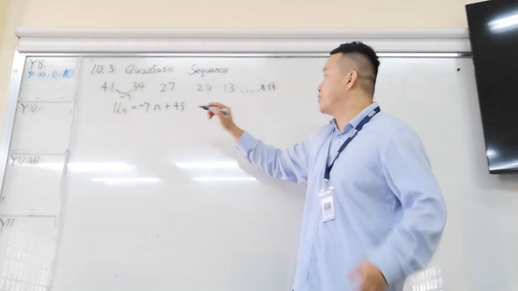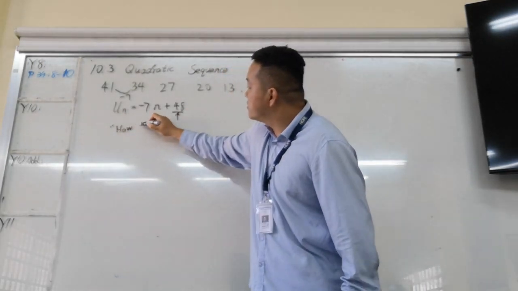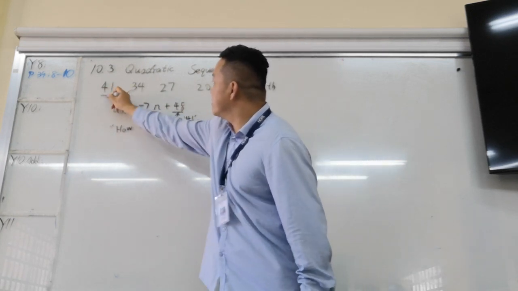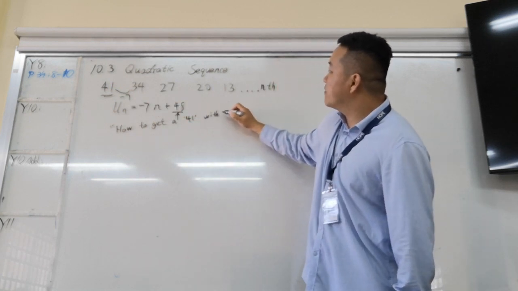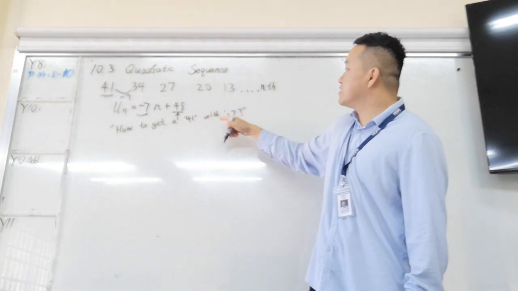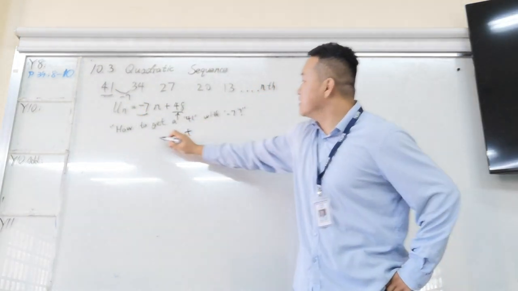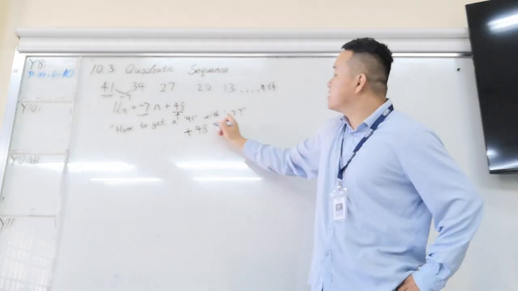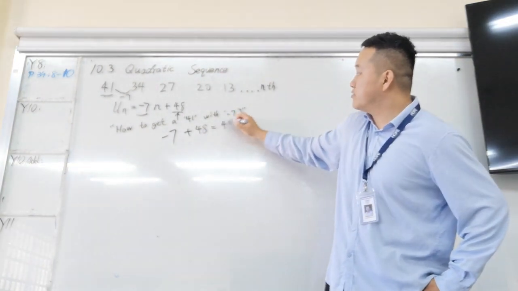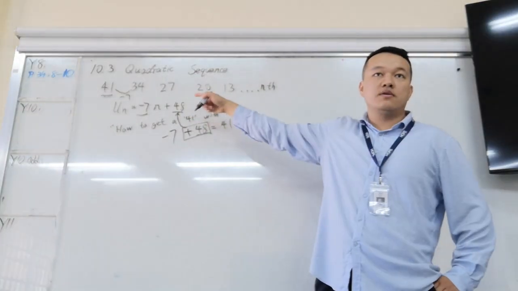Yes, just think about this question when you try to figure out this number: how to get a 41, this one, with negative 7? When you think about this question, how to get a 41 with negative 7, you have to add 48, right? Because negative 7 plus 48 would be equivalent to 41. So this 48, positive 48, is the value for the second term.